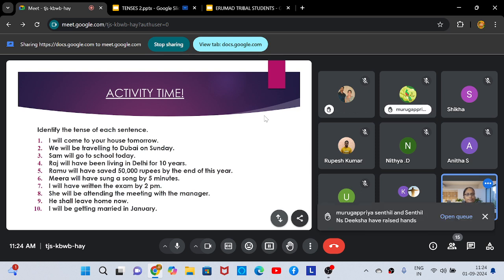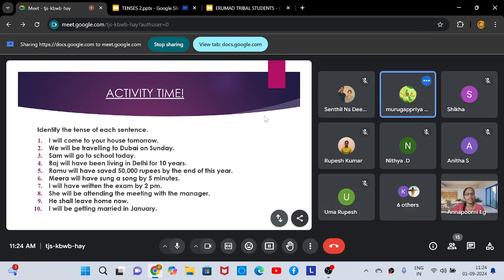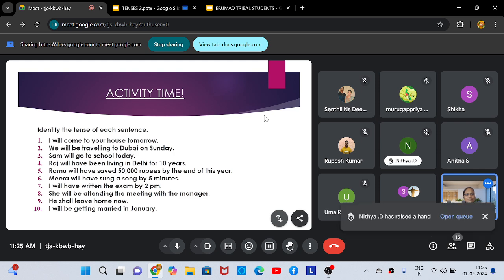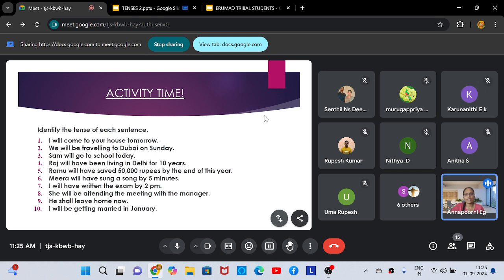Yes, Murugapriya. Future perfect tense. Okay, what about Kavini? Future perfect tense. Will have plus V3. Sung. The sung அப்படிங்கிறது எதனோட V3? எந்த verb V3? Sing. What is the V2? Sang. Sing, sang, sung.